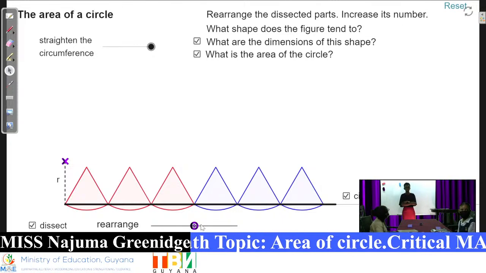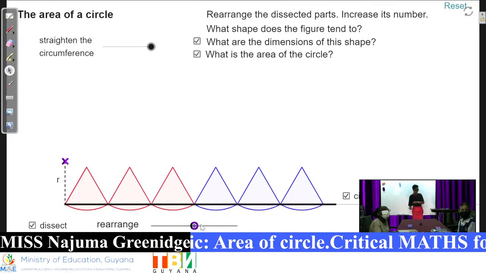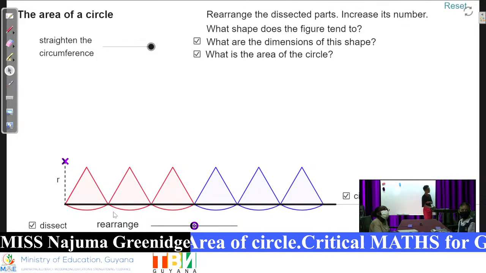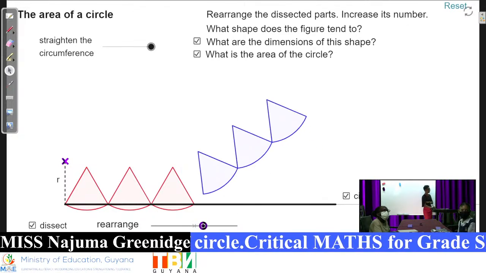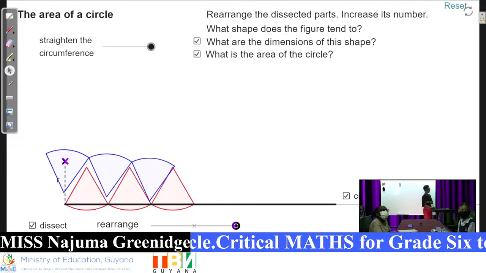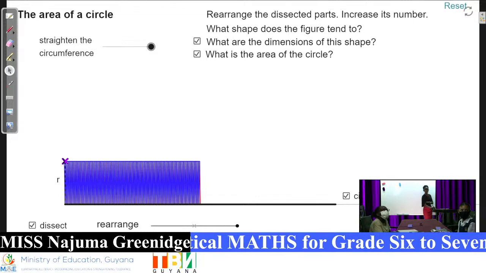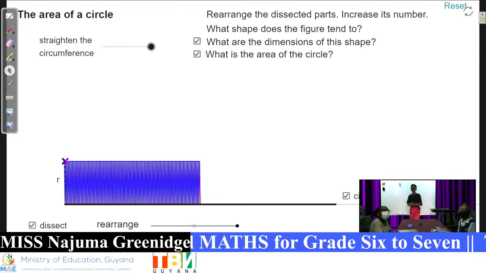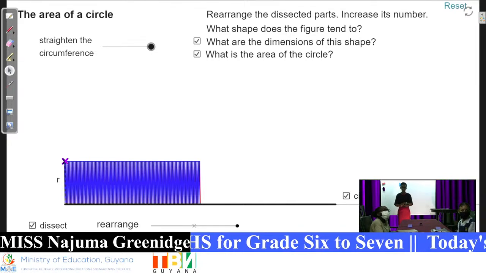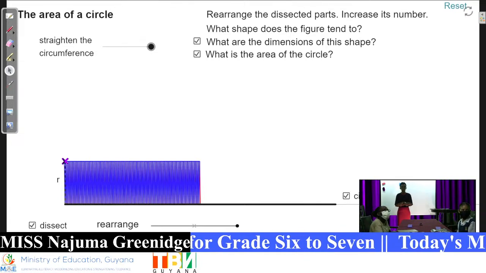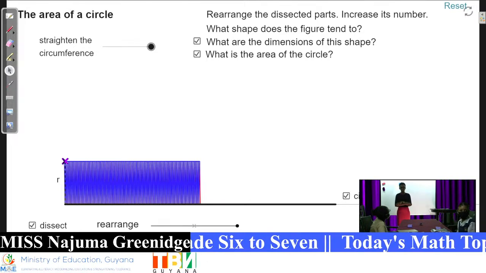Notice that, right? But because we have the sectors in large parts, it takes a while for these parts to be straightened. So when we increase the number of sectors in the circle, the more sectors we put, the more the circle tends to a rectangle. And it's easier to find the area of a rectangle. So we use that principle to arrive at the area of a circle. You think you follow? Any questions?